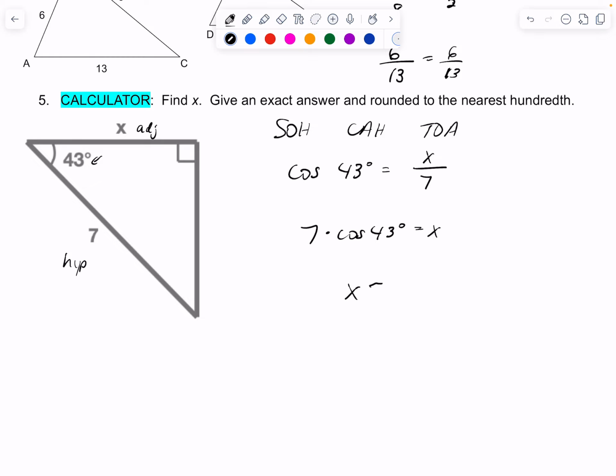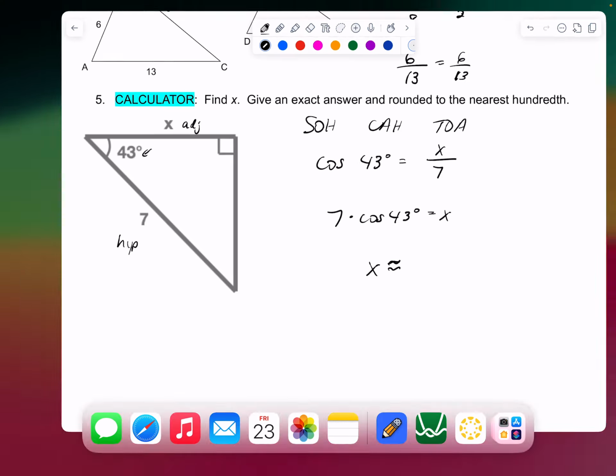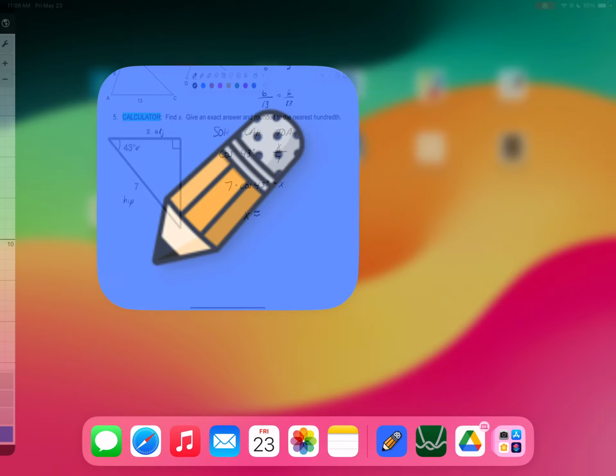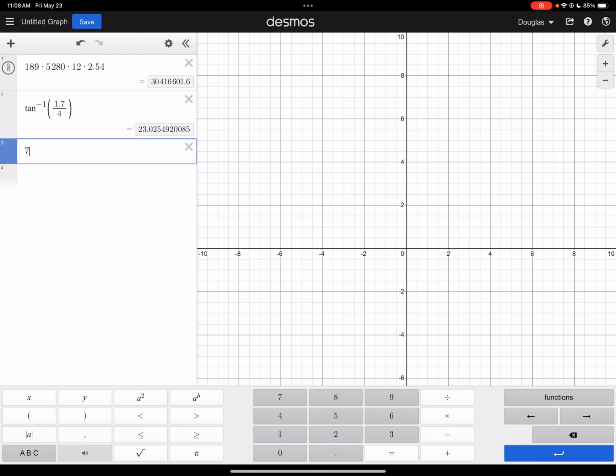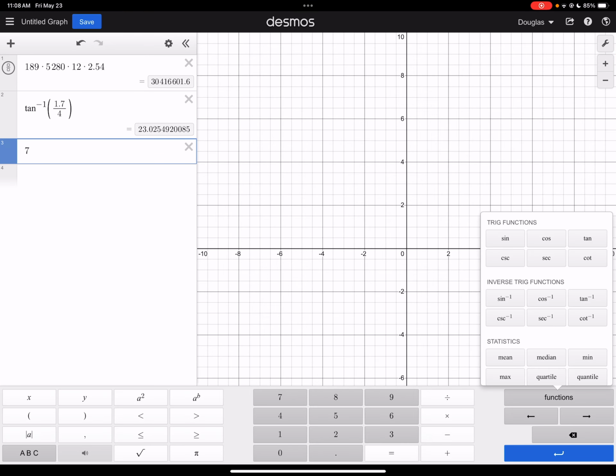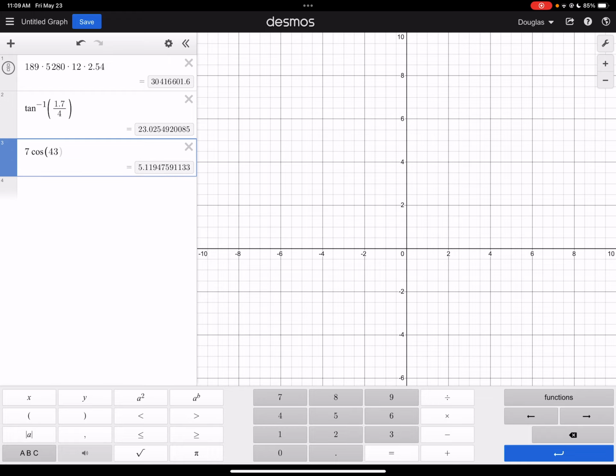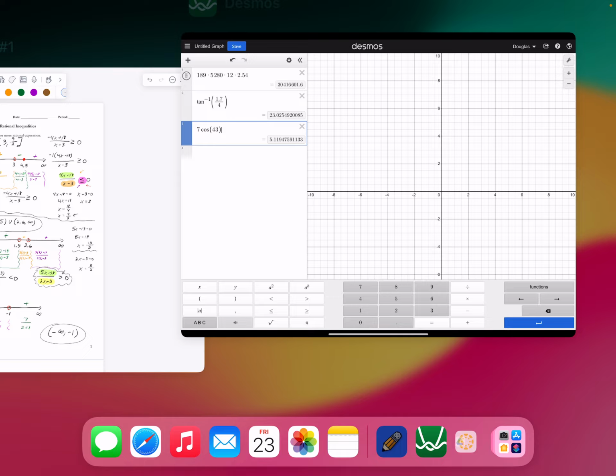And then I can give an approximate answer by going to the calculator. So 7 times the cosine of 43 degrees, which is to the nearest hundredth approximately 5.12.